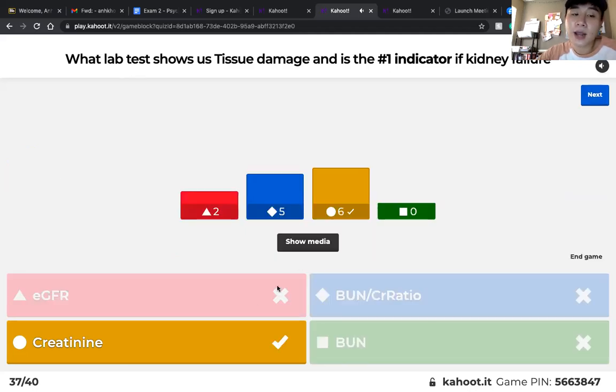All right, so creatinine is the number one indicator of kidney failure. The higher the creatinine, the worse the function of the kidney is. And the normal range for creatinine is 0.5 to 1.2.